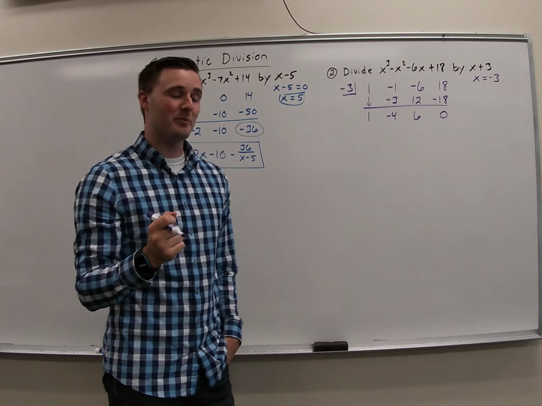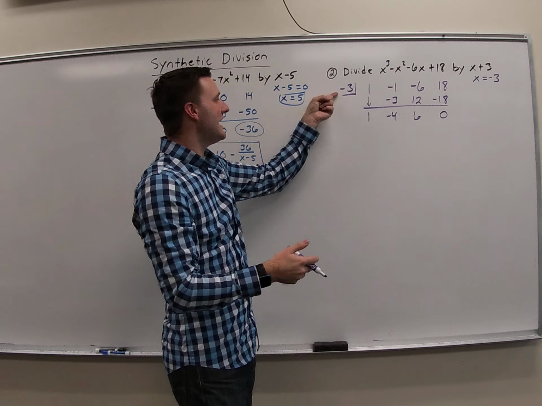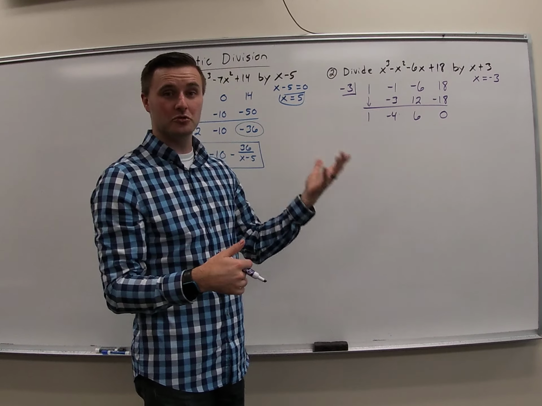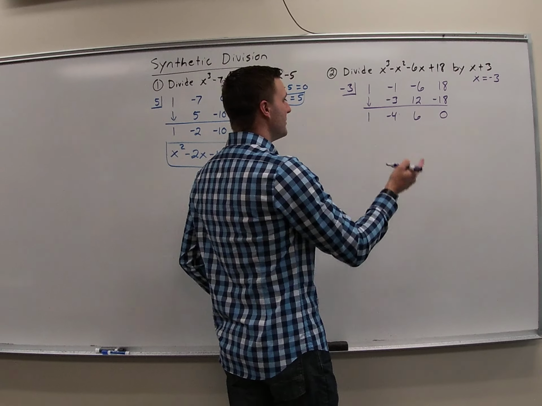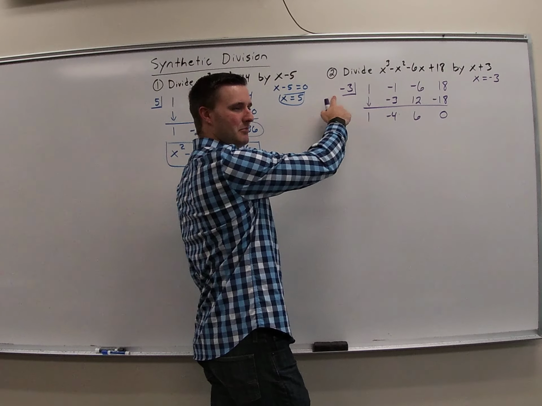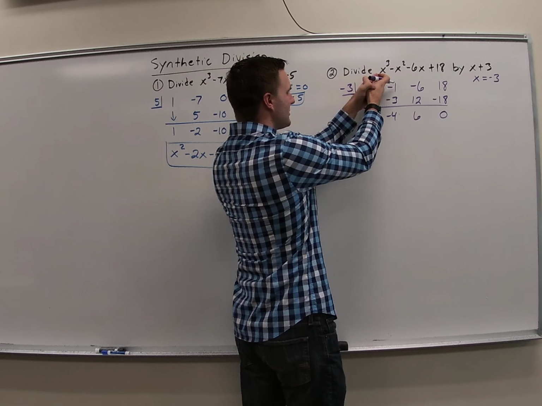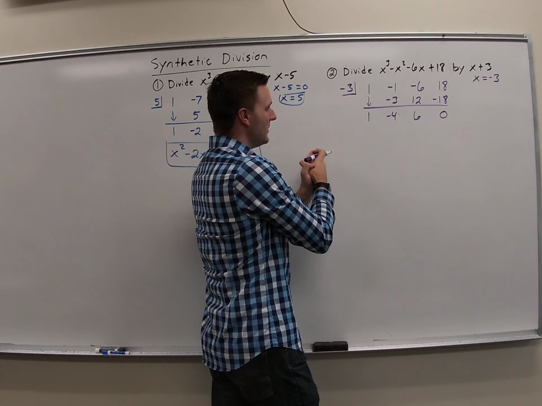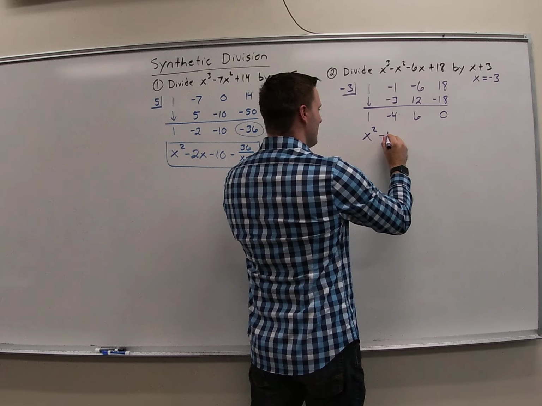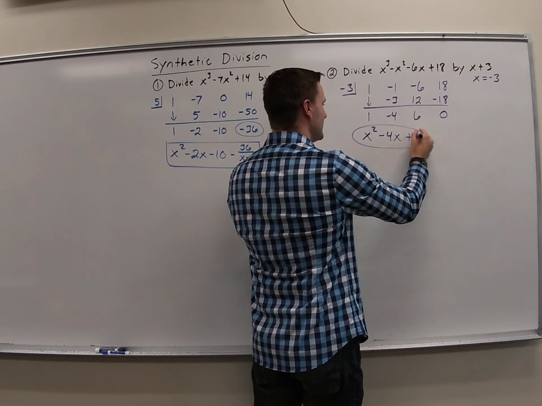So I do have a remainder of 0, meaning it does divide evenly, meaning x does actually equal negative 3 when y is 0. So this is a solution. And so how would we write this? Well, I started with x to the third, and if I divided by the factor x plus 3, then instead of having x to the third, I took 1x away from each term, so this is going to be 1x squared minus 4x plus 6, and I have that remainder of 0.